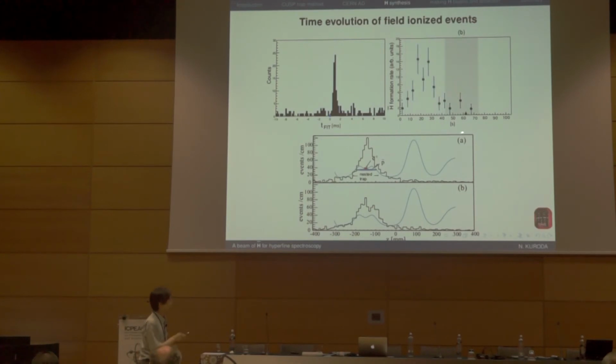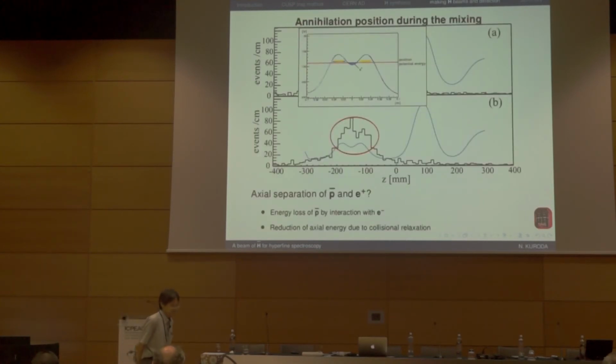But in this time region, the reaction seems to be almost stopped. And as you see, this annihilation distribution gives a broader distribution. Even some bumps can be recognized at both potential maximums. So we considered some possibilities, and we are thinking about this axial separation between antiproton and positron. Two possible reasons can be considered.